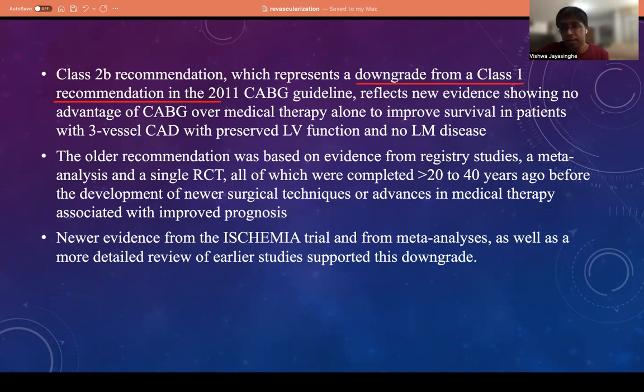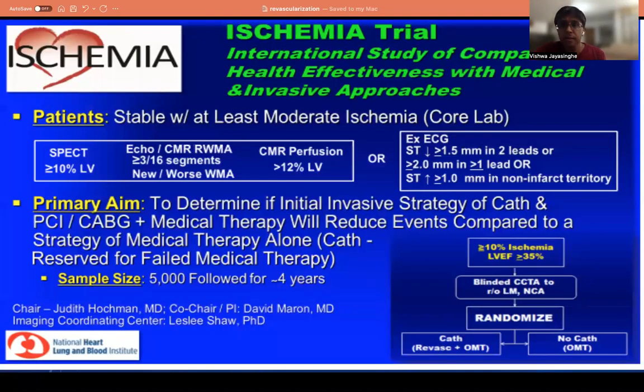The earlier class 1 recommendations were based mainly on registry studies and a single randomized trial, which was done many years ago, according to them. I directly quote this from the guideline supplementary document. They also say the new evidence from the ISCHEMIA trial, as well as a new meta-analysis which includes the ISCHEMIA trial, supports this downgrade according to the guideline writing committee. Right. So let's discuss this practice-changing ISCHEMIA trial in detail.